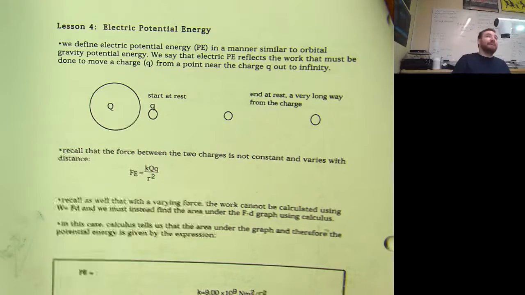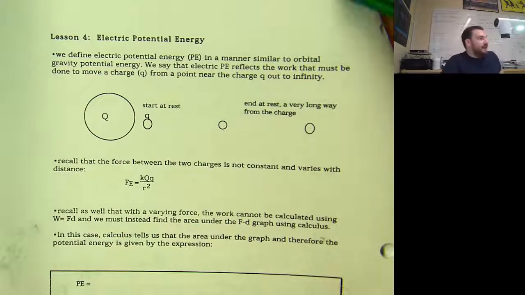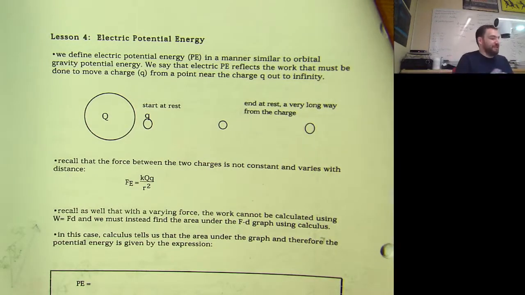Because as Blake pointed out, we've got addition and we've got positives and negatives in here from the charges. It's not all going in. Sometimes it's going out, and sometimes it's going in. And so sometimes my potential energy is going to be positive, and sometimes my potential energy is going to be negative, and we'll figure things out as we go.